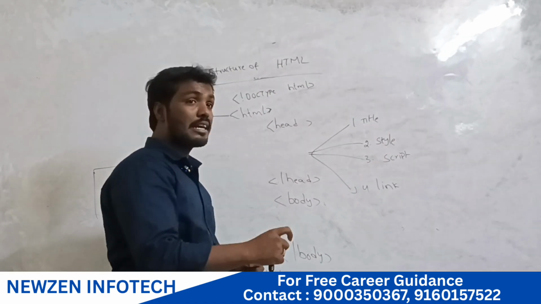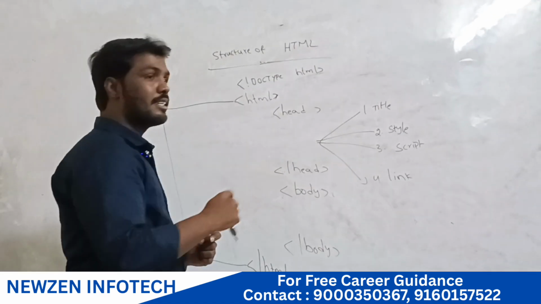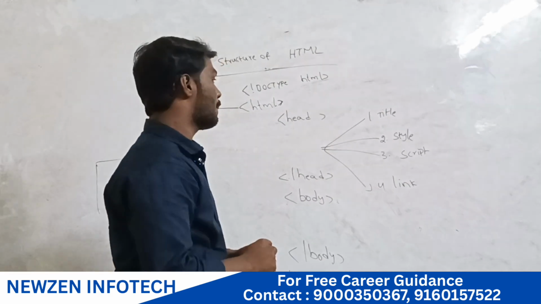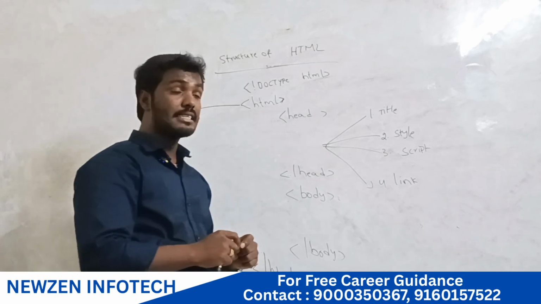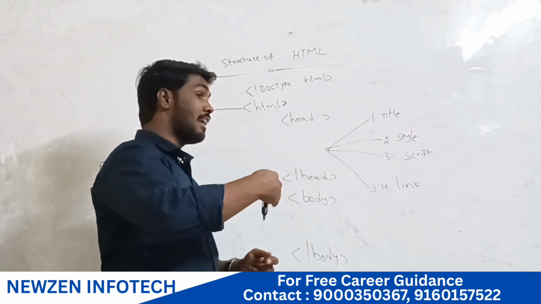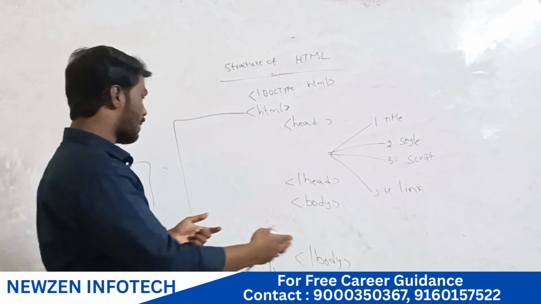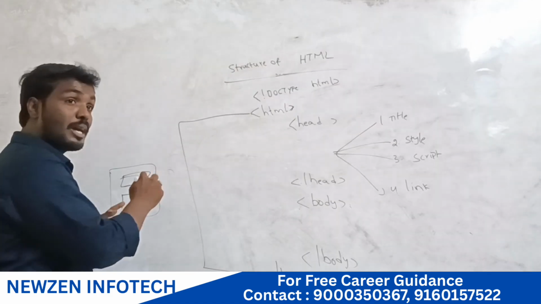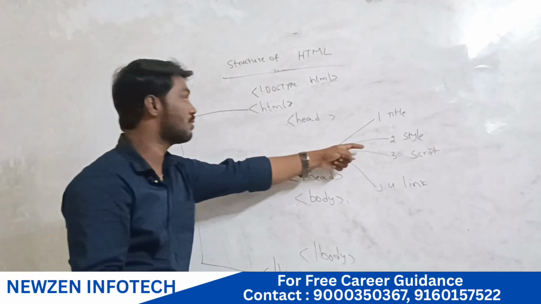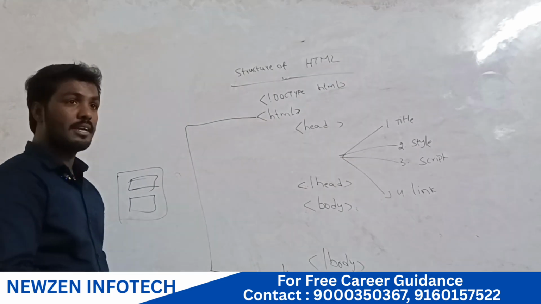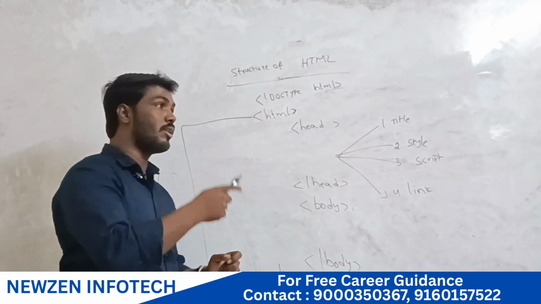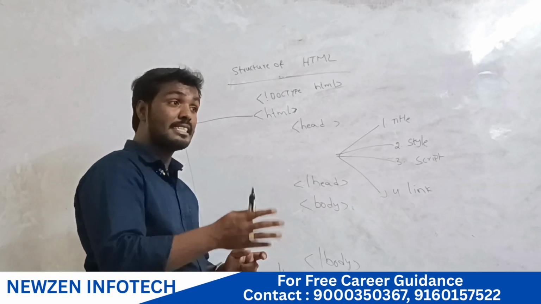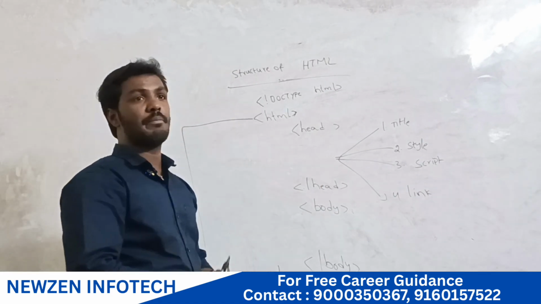Why are we using the title tag? The title tag is used to provide a title to a web page. Next, the style tag. The style tag is used to provide styles. For example, by using HTML we can add some content, and that content we can style by using the style tag only. Another definition: the style tag is used to write CSS code inside the HTML file only.